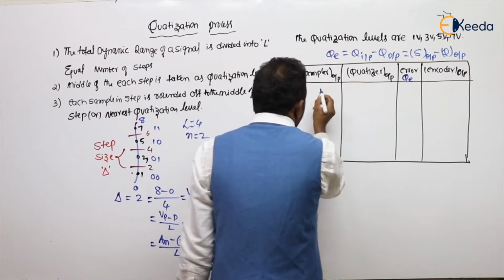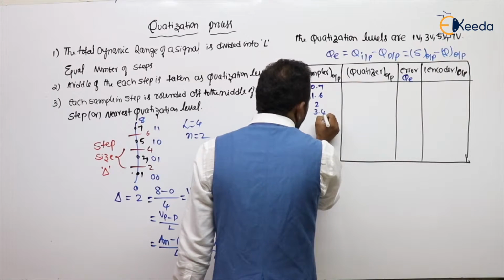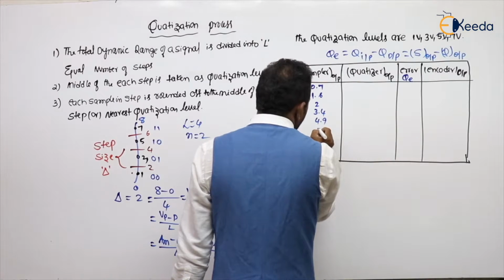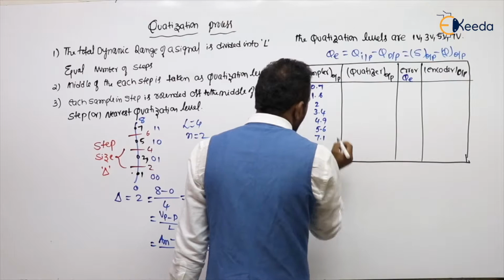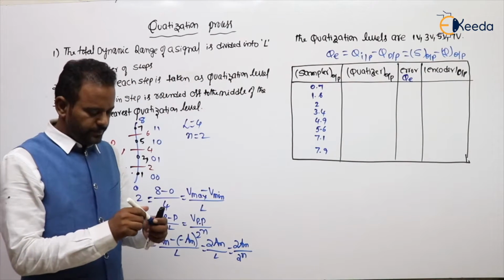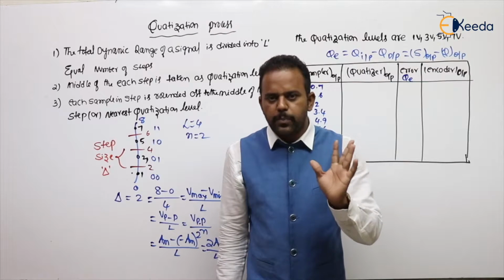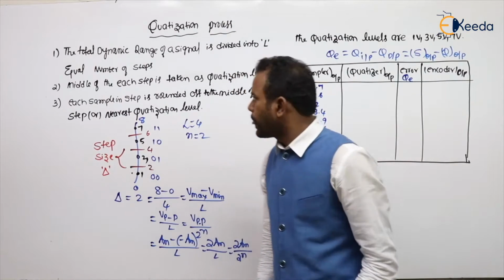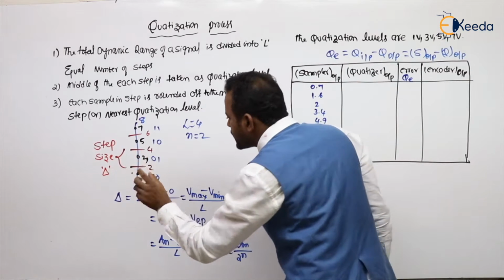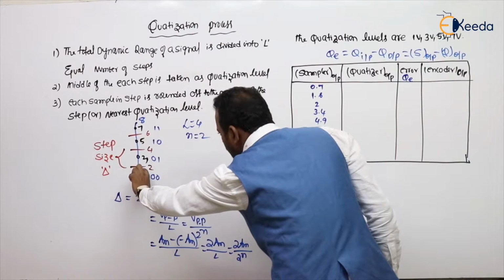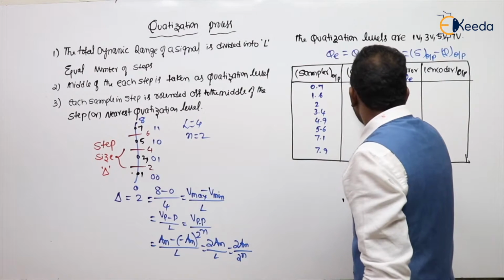Now follow, students. For example, I am taking some sampler values: 0.7, 1.6, 2, 3.4, 4.9, 5.6, 7.1, 7.9, some values I have taken. Now try to see the third point. Each sample in the step is rounded off to the middle, or nearest, both will be the same. 0.7 volt is nearer to what? 0.7 is in which step? First step. All the samples in the first step are rounded off to the middle, that is its quantization level. So 0.7 is rounded off to 1.